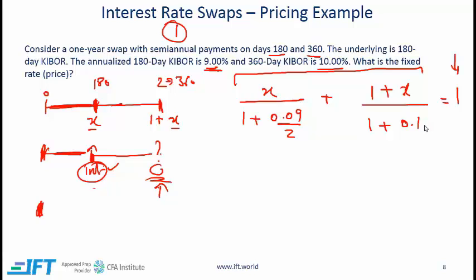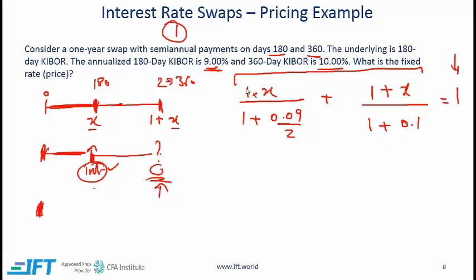But before we do that, I'm going to just do something that the curriculum does, and it's a convention followed when we deal with swaps. We come up with present value factors. So 1 over 1 plus 0.09 over 2, this can be simplified into a discount factor or a present value factor. The curriculum calls it a discount factor.